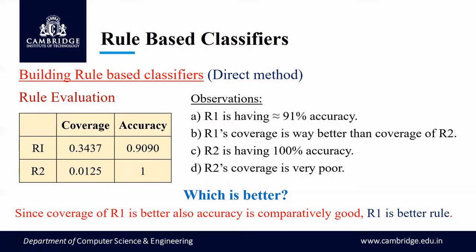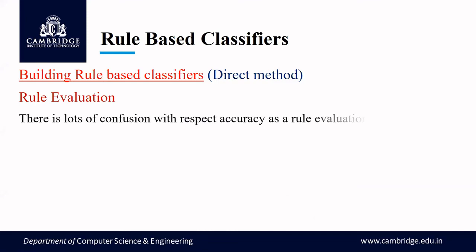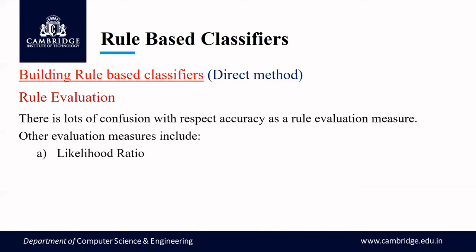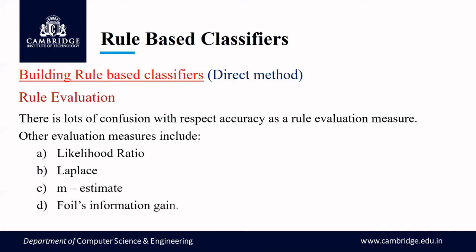What are the other evaluation techniques that we have? We have the likelihood ratio as one of the measures, and then we have Laplace and M-estimate, and then finally we have FOIL's information gain. These are the other evaluation measures that we have to identify the quality of a rule.